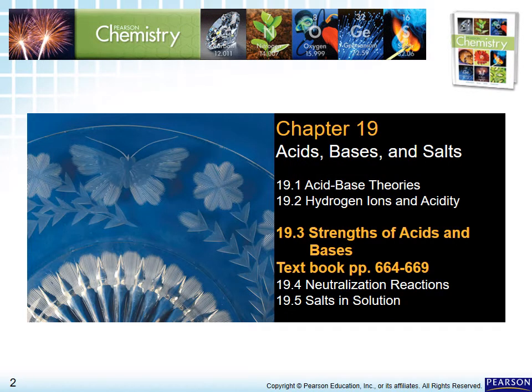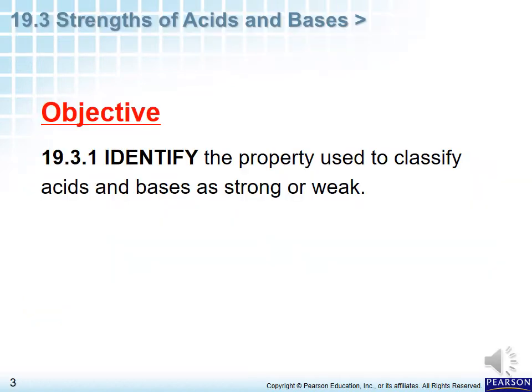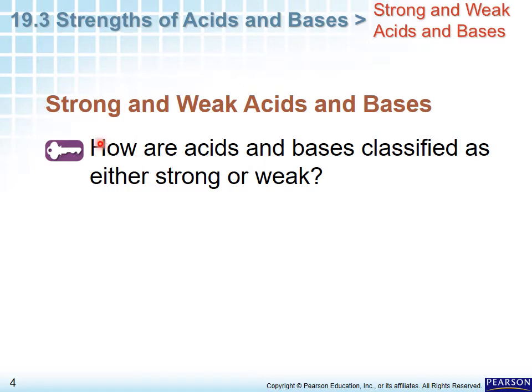Today we will start lesson 19.3, which is strength of acids and bases. For this we have to refer to the textbook, page number 664 till 669. So please open your book, page number 664. This week our main objective is to identify the property used to classify acids and bases as strong or weak. So let us start.